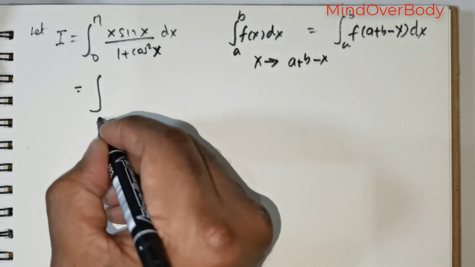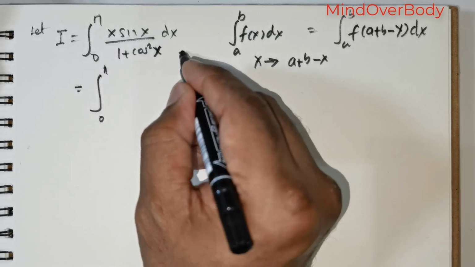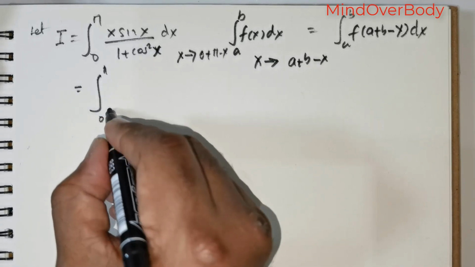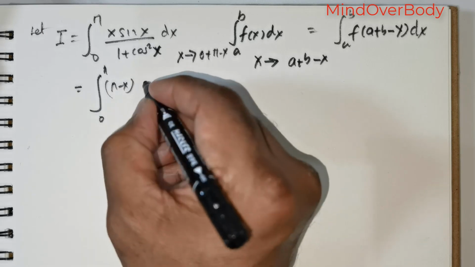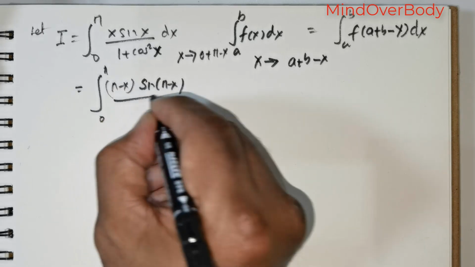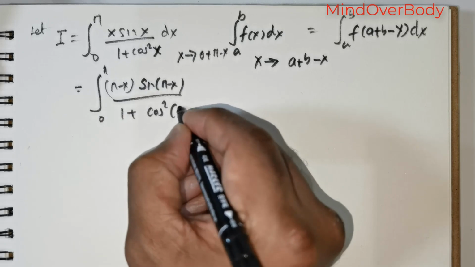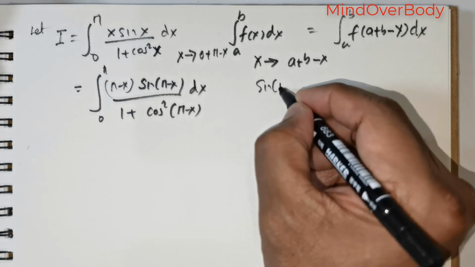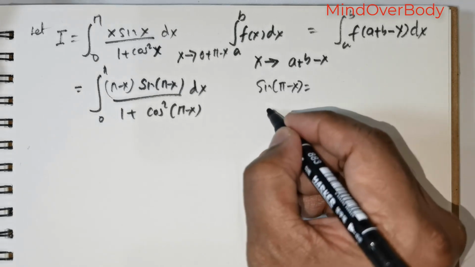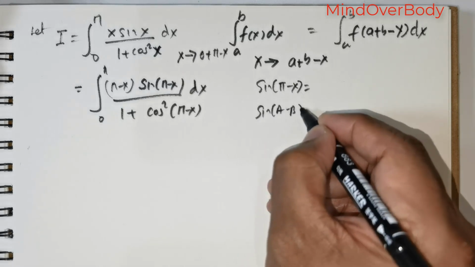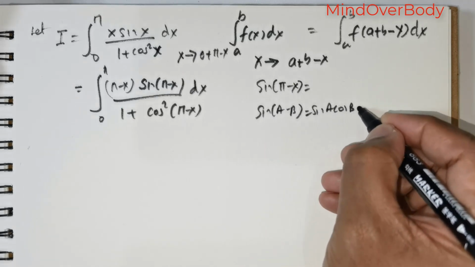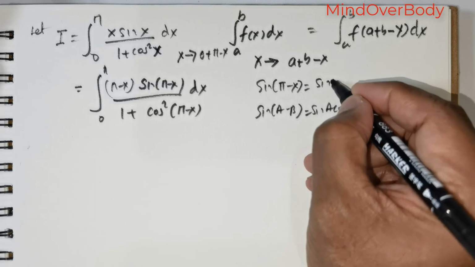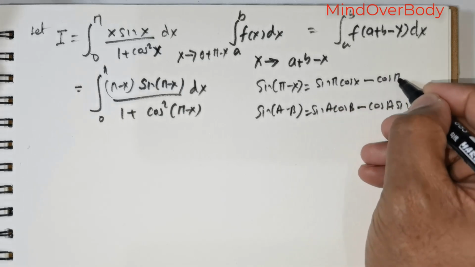This is going to give me integral 0 to pi. Wherever x is found, I'm going to replace it with 0 positive pi negative x. So this is going to be pi negative x times sine of pi negative x divided by 1 positive cos squared of pi negative x times dx. Now there are a few things to evaluate. First, let me find sine of pi negative x. I will be utilizing the sine of a negative b formula, which is sine a cos b negative cos a sine b. So this is sine pi cos x negative cos pi sine x.